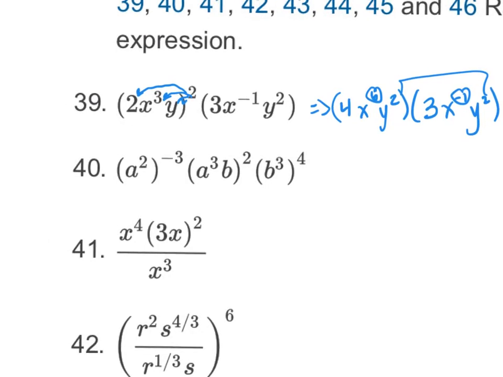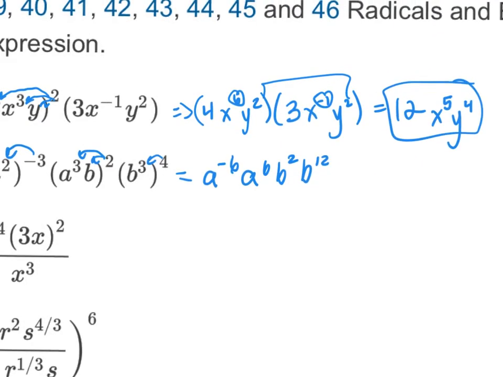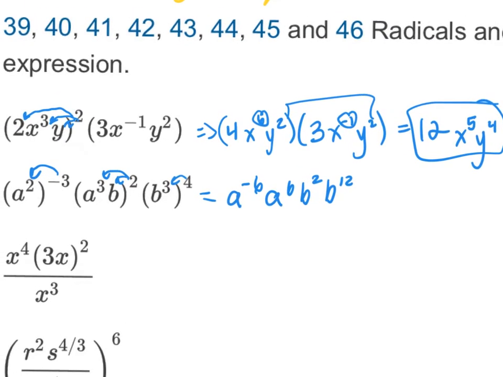In this next one, again, we're going to distribute our exponent to everything inside of the parentheses. So I have a to the negative 6, and then I have a to the 6th, b to the 2nd, and then b to the 12th. So when you multiply same bases, you add exponents. So I have a, negative 6 plus 6 is 0, and then I have b, 12 plus 2 is 14. A to the 0 is 1, so you are just left with b to the 14th.